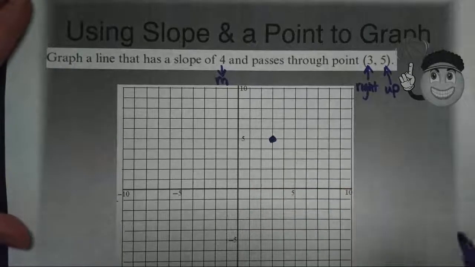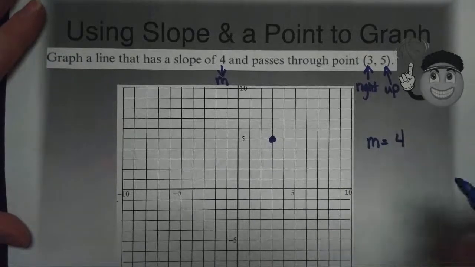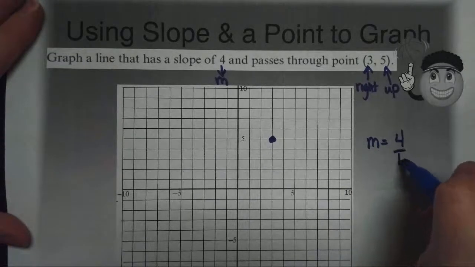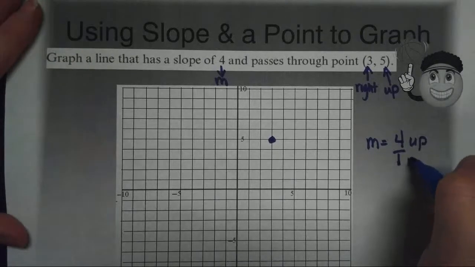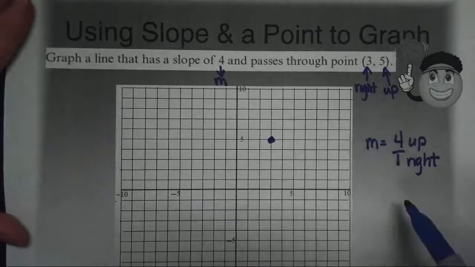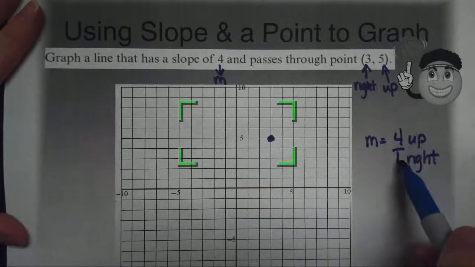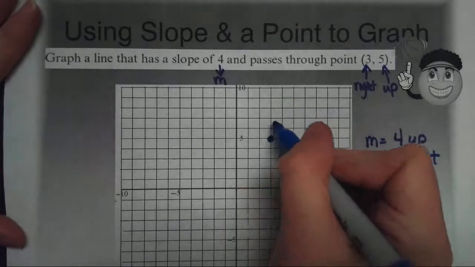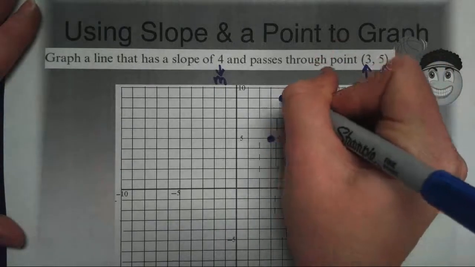Now my slope tells me where to go after that. So my slope, my m, is 4. And if I want to make it into a fraction, I can say it's 4 over 1, and that gives me my rise over run. So my rise is positive, so I'm going 4 up, and my run is 1 positive, so I'm going 1 right. So I'm starting at the point that I just graphed, that 3, 5, and I'm going 4 up and 1 right. So from here I'll go up 1, 2, 3, 4, and then to the right 1.